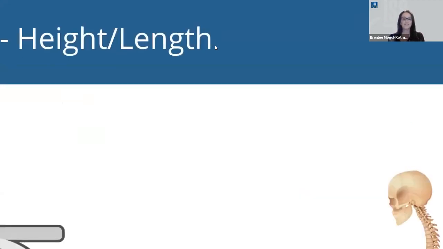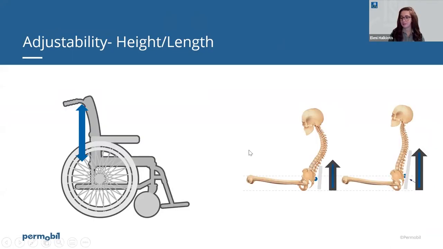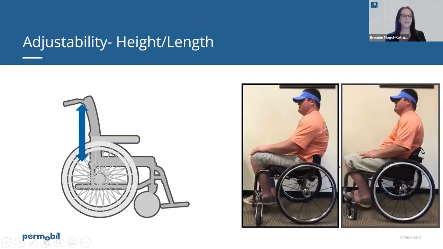The key landmark when deciding where to mount, oops, what's going on here? The key, what just happened to my slide? There we go. All right.